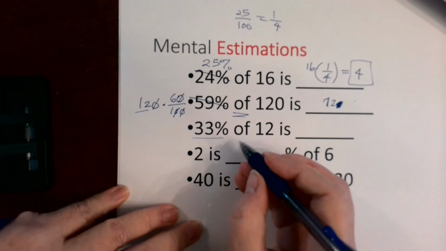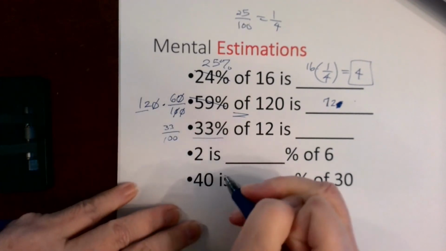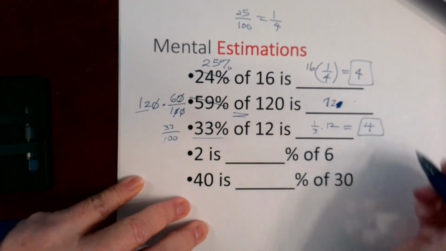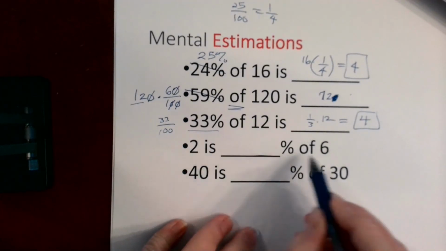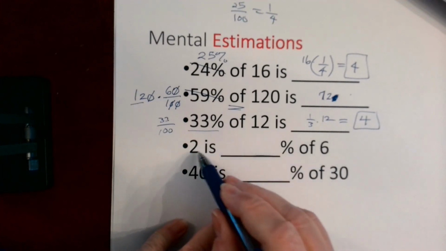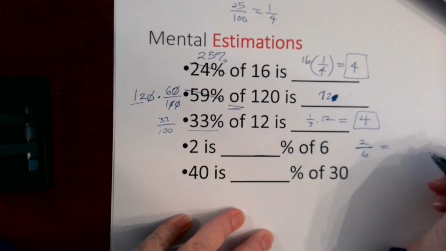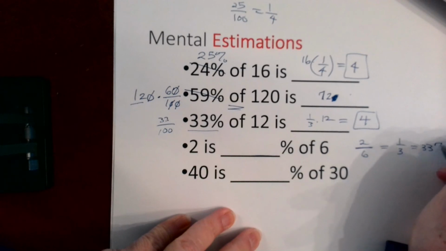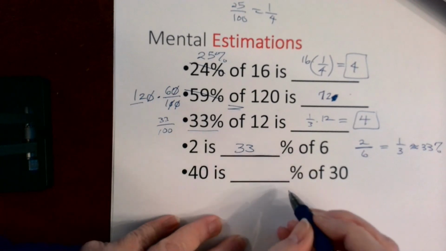33%. Well, 33%, 33 out of 100, that's about a third. So I'm going to say, what's a third of 12? Well, it's 4. That's the answer. The next two. 2 is what percent of 6? 2 out of 6 is what percent? 2 over 6. So I can just divide 2 divided by 6. That's a third. Well, that's 33%, approximately. It's really 33.3 repeating, so it's about 33%.